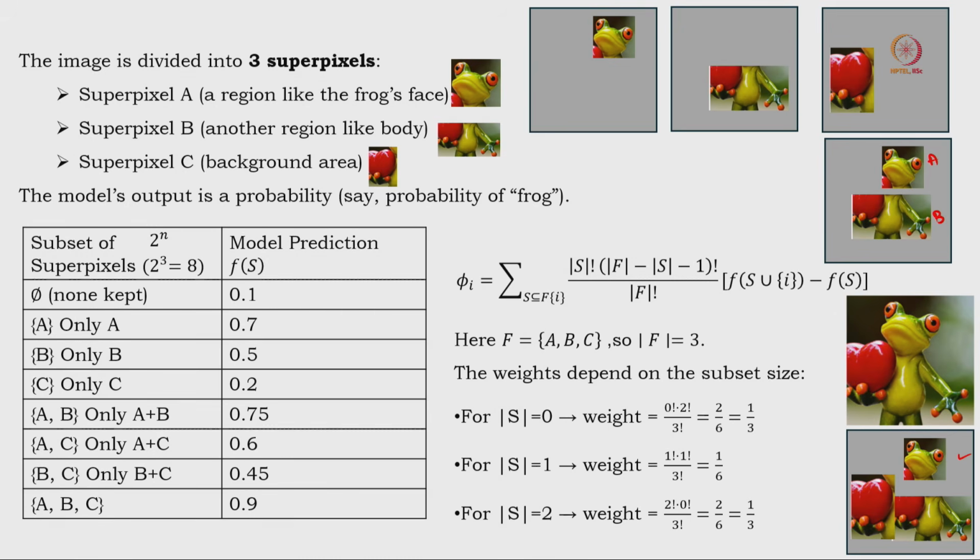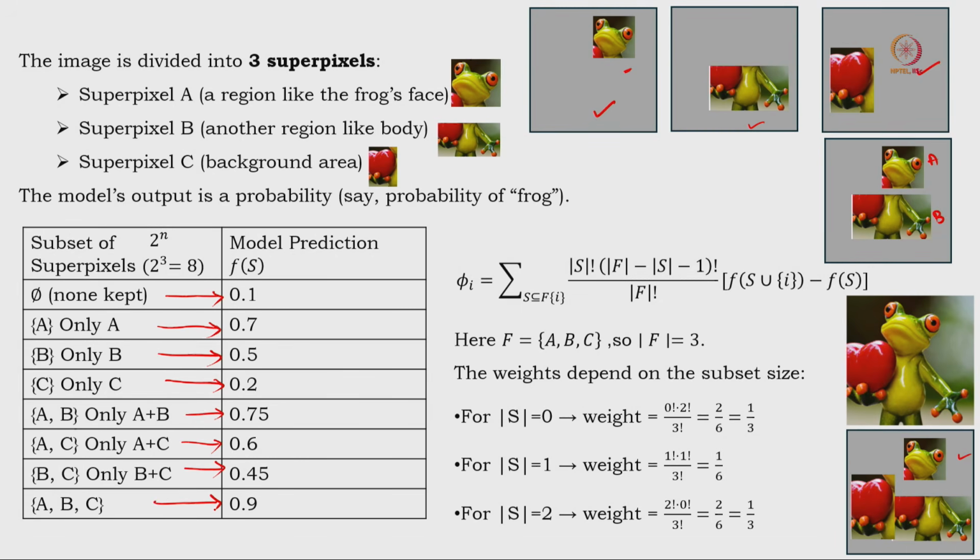Once you create the subsets, the next step is to pass each image to the CNN model we have built, and get the prediction: what is the probability that this is a tree frog. Then pass the next image and get the prediction, what is the probability that this is a frog. So, for every one of the perturbed instances, pass it to the CNN model and get the model prediction.